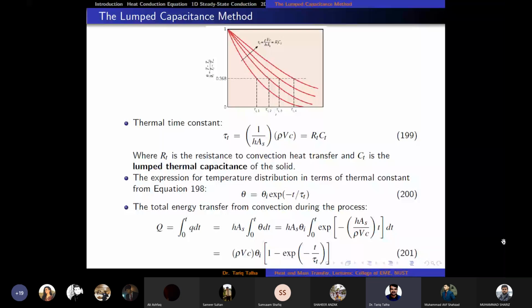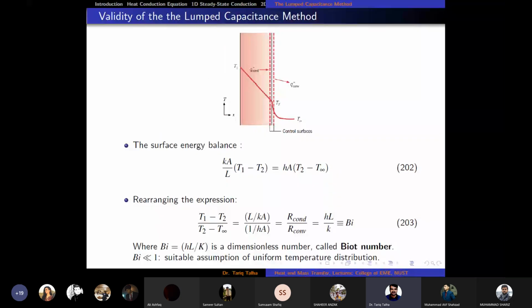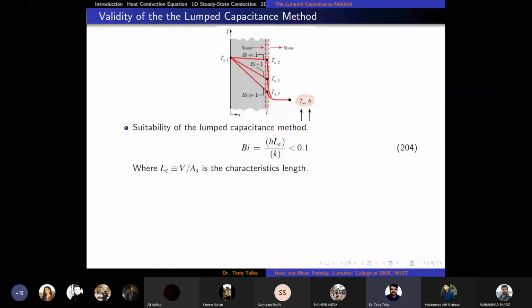And then we discussed the validity of the lumped capacitance method. In the process, we defined the Biot number, which is the ratio hL upon k, and the Biot number should be quite less than 1 to be able to apply this method to that particular situation. So the Biot number should be less than 0.1, and then we discussed the concept of characteristic length, which for an arbitrary body is volume divided by surface area.